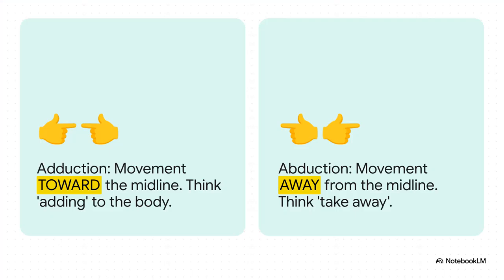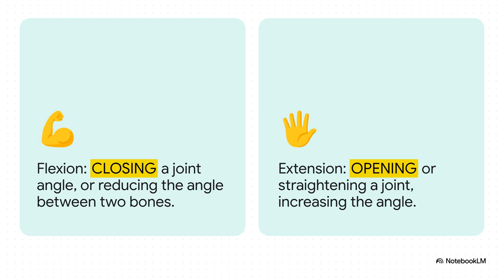Okay, when a limb moves toward the center of the body, that's called adduction. You're kind of adding it to the body. When it moves away from the center, that's abduction. The classic way to remember this one is that to abduct something is to take it away. Flexion, that's just when you close a joint angle, like when you bend your elbow or knee. And extension is the exact opposite. It's when you open that joint angle back up or straighten it out. So flexion closes the joint, extension opens it.